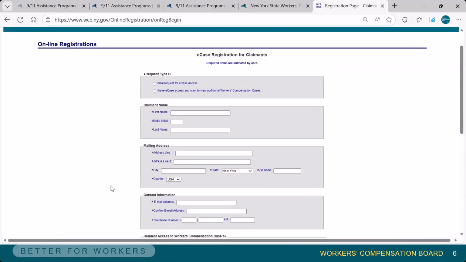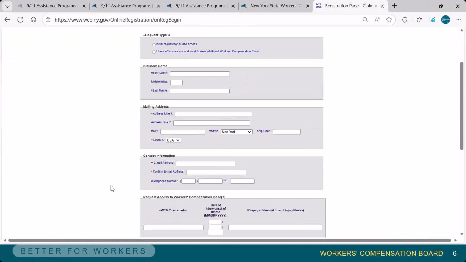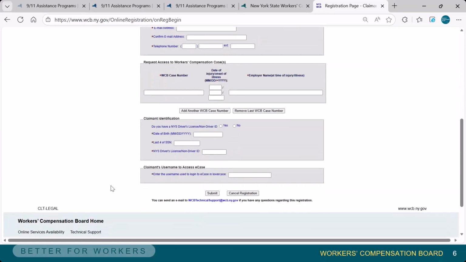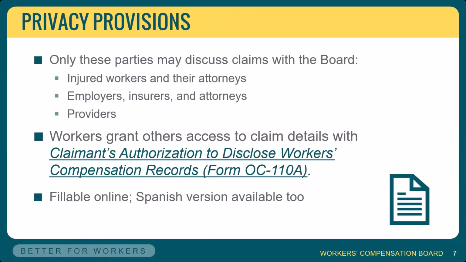That's all you have to do is to register: what's your name, what's your address, contact info. It's really this simple. And by the way, you'll notice at the bottom, we're asking you for a case number. If you have multiple cases, you register for each case individually. One day in the future, it's going to probably be different. But right now, you register individually for each case. You get your access like that, and you're all set. Recommend you do that. Let's talk now about the privacy provisions.